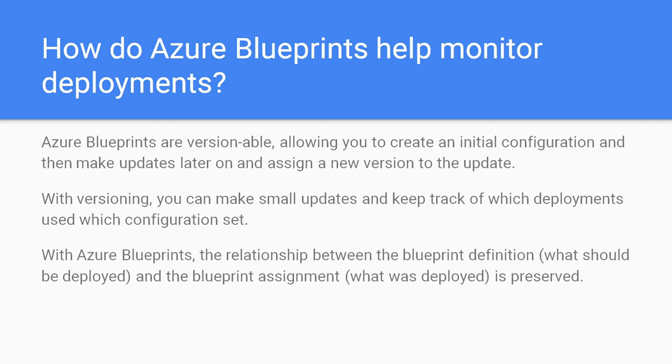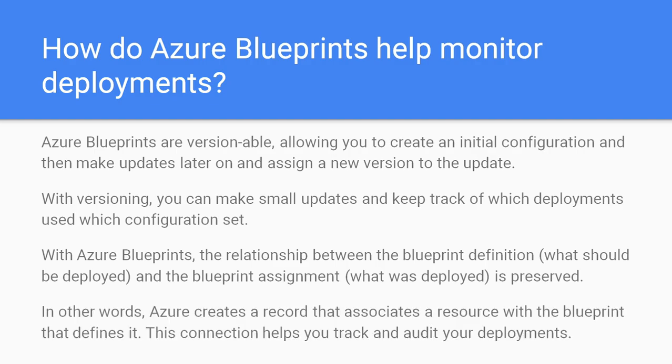With Azure Blueprints, the relationship between the blueprint definition, what should be deployed, and the blueprint assignment, what was deployed, is preserved. In other words, Azure creates a record that associates a resource with the blueprint that defines it. This connection helps you track and audit your deployments.